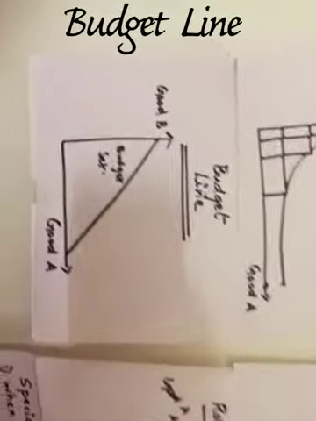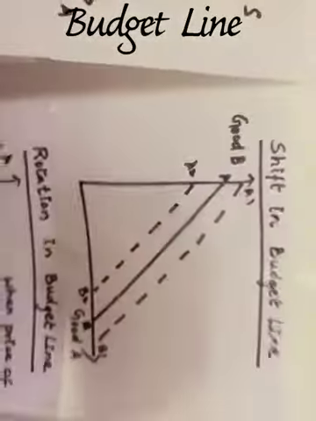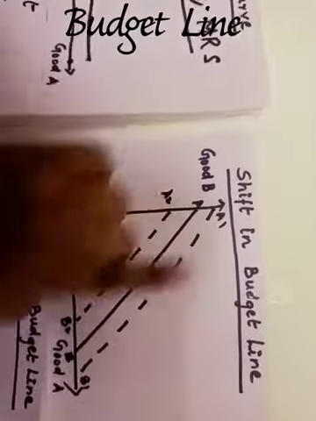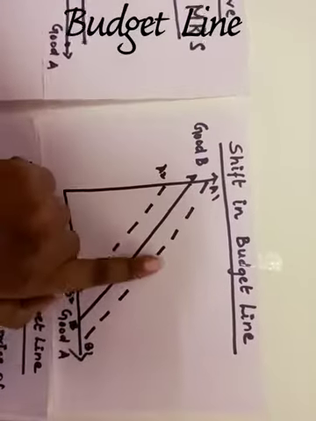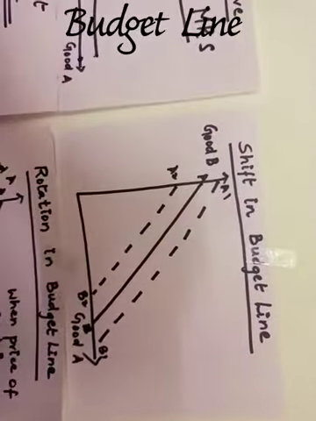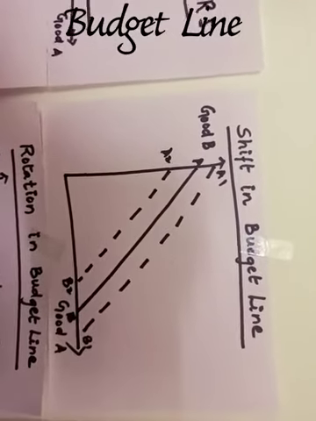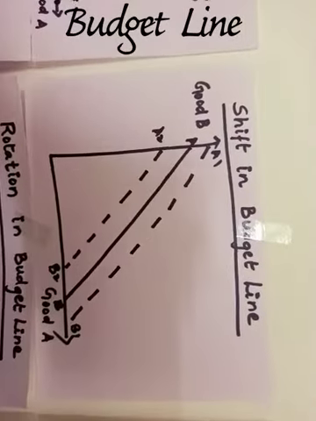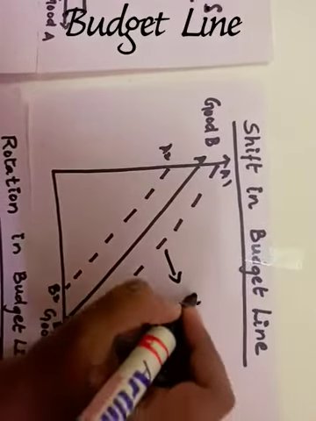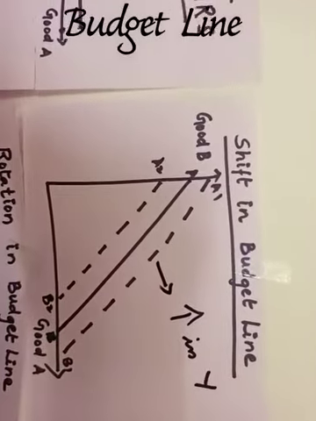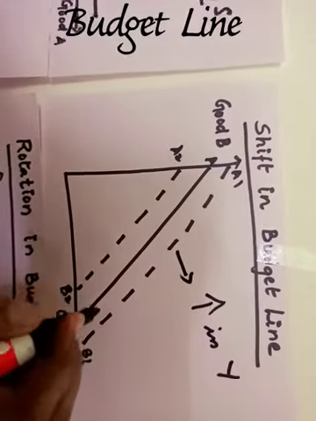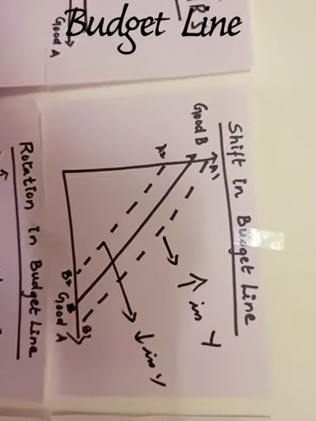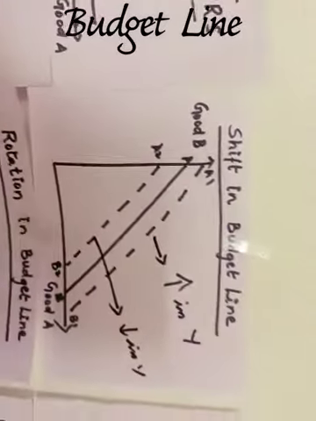So, moving on to the shift in the budget line. AB is the initial budget line, A1B1 is a shifted budget line, and A2B2 is another shifted budget line. A1B1 is a rightward shift showing an increase in income. And A2B2 is a leftward shift showing a decrease in income.